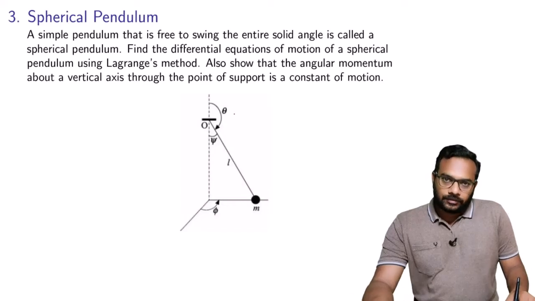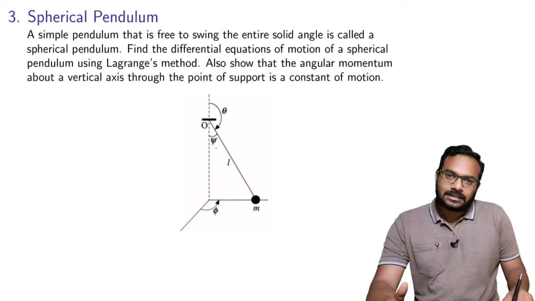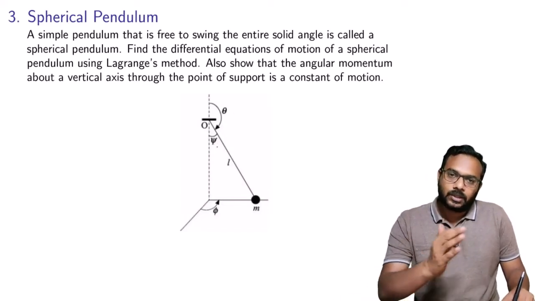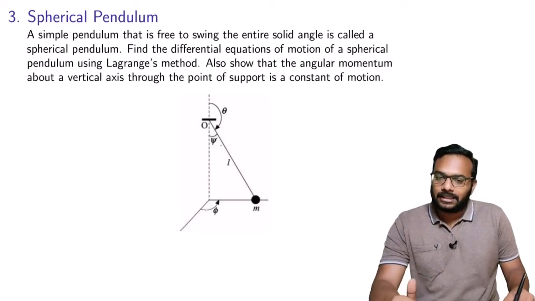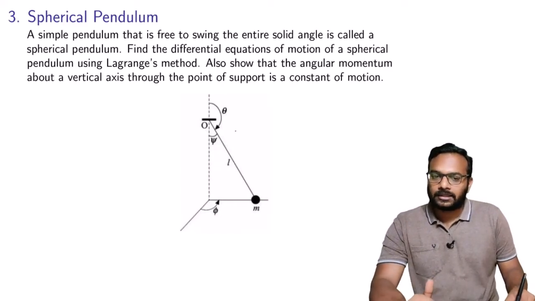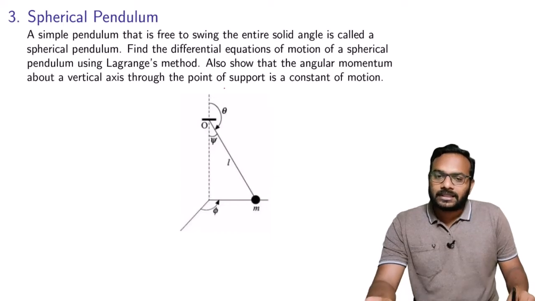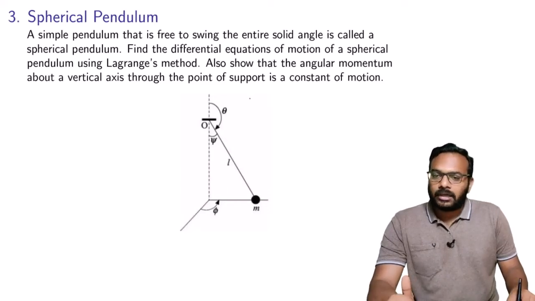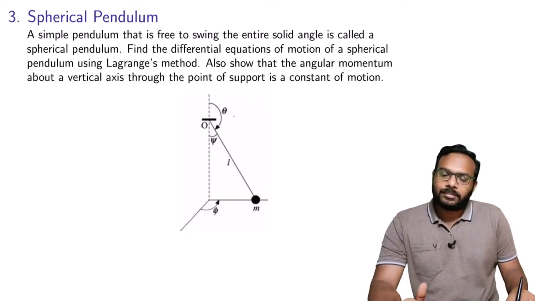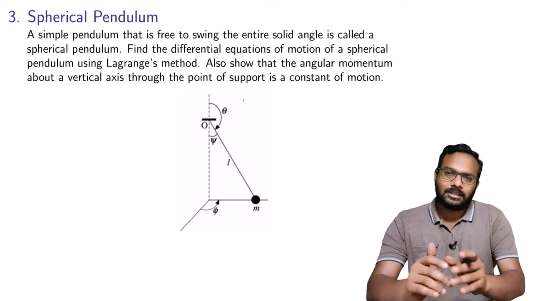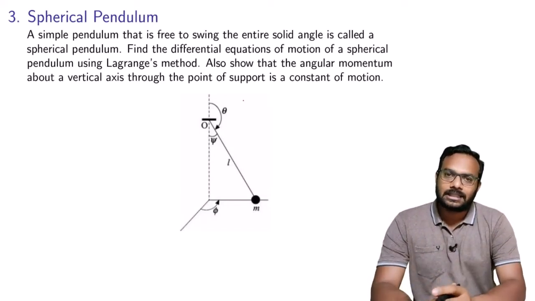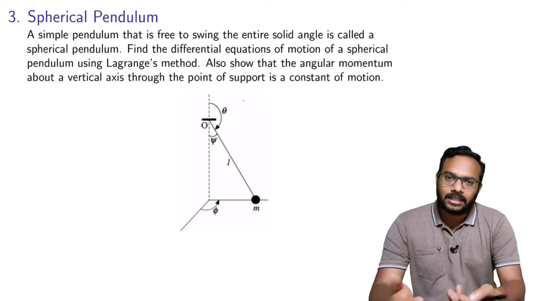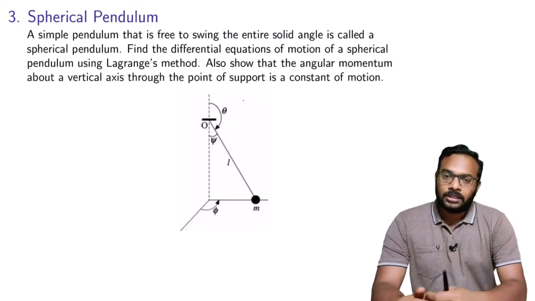There are 2 degrees of freedom, as you might notice, because the length of the string is fixed. It does not change. There is no radial movement, so it has 2 degrees of freedom. Find the differential equations of motion of a spherical pendulum using Lagrange's method. Also show that the angular momentum about a vertical axis through the point of support is a constant of motion. So in short, we are asked to find Lagrange's equations, and to identify a constant of motion. We already saw a trick to identify the constant of motion.